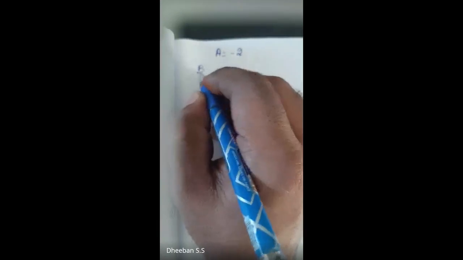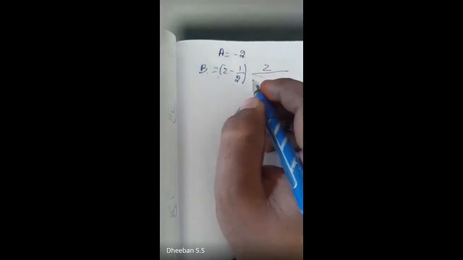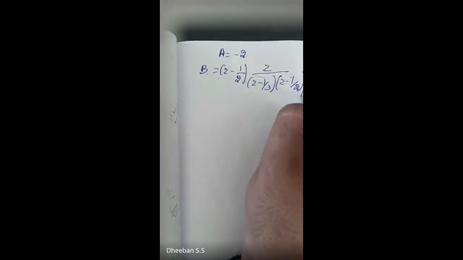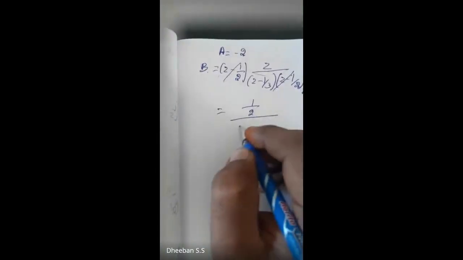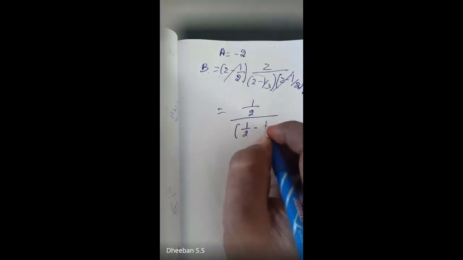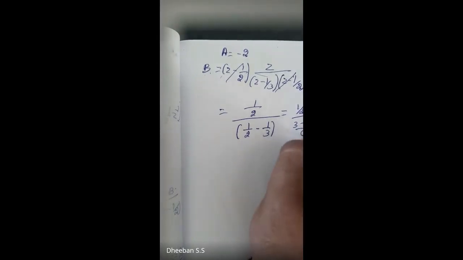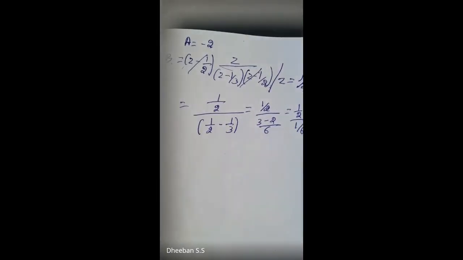Now you have to find B. B equals (z minus 1/2) into Y(z) by z, over (z minus 1/3) into (z minus 1/2). Now you have to eliminate A. If you take the LCM, you put z equal to 1/2, so the (z minus 1/2) and the 1/2 get cancelled out, so we put 1/2 divided by (1/2 minus 1/3), that is 1/2 by (3/6 minus 2/6), you get 1/2 by 1/6, so you'll get a value of 3.